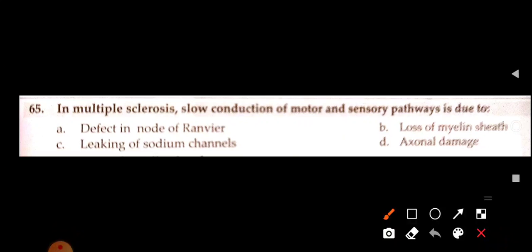Today we are going to discuss neurology, medicine, MCQs. These are previous year MCQs for NEET PG.